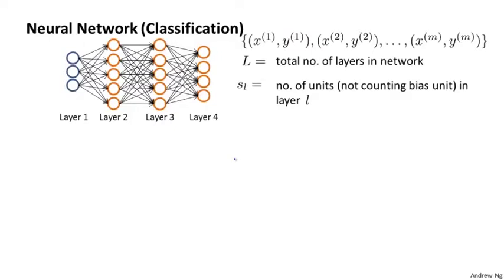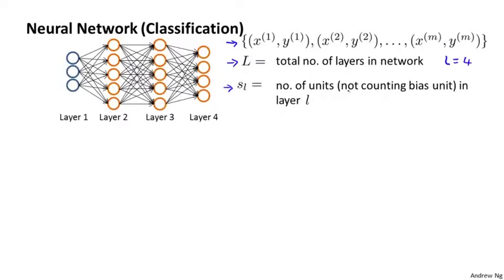So suppose we have a network like that shown on the left, and suppose we have a training set like this of x^i, y^i pairs of m training examples. I'm going to use uppercase L to denote the total number of layers in this network. So for the network shown on the left, we would have capital L equals 4. And I'm going to use s_L to denote the number of units, that is the number of neurons, not counting the bias unit, in layer L of the network.